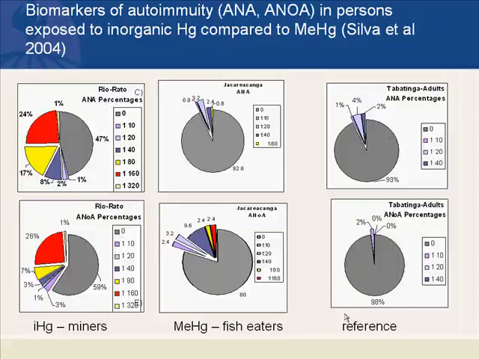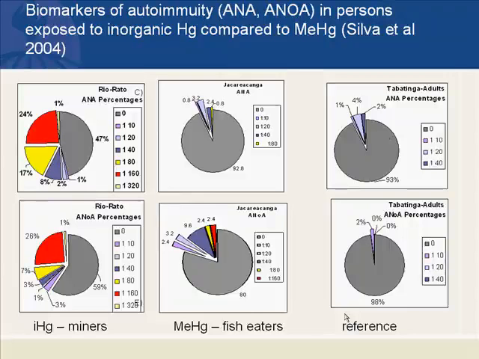This is looking at people who are exposed to inorganic mercury as opposed to people who eat fish. And we're looking at two biomarkers of immune alteration related to autoimmunity, which is one of the cardinal effects of mercury on the immune system. One is anti-nuclear antibodies and antinucleolar antibodies. What I just want you to take away from here are the differing appearances of these four pie charts. Over here we have a reference population also taken from Brazil, where this use of mercury is predominant.